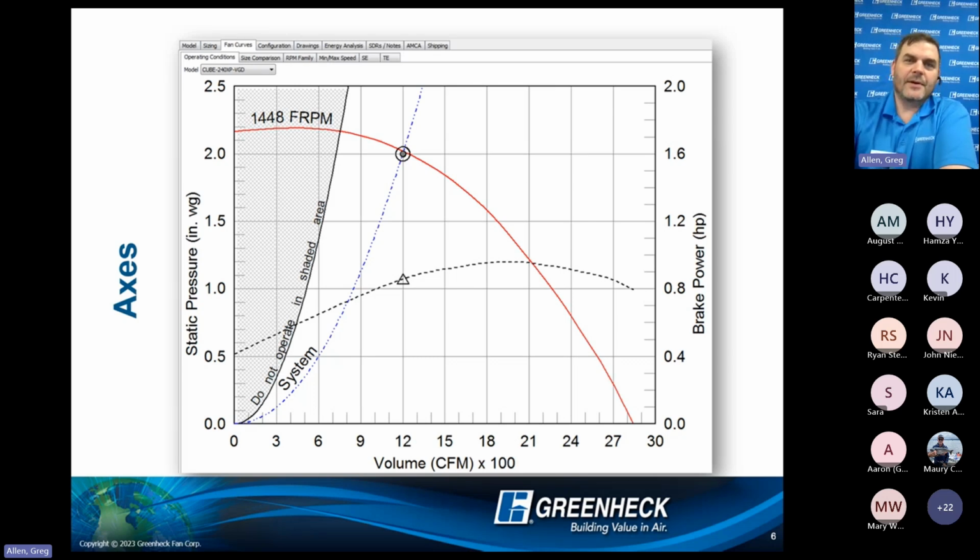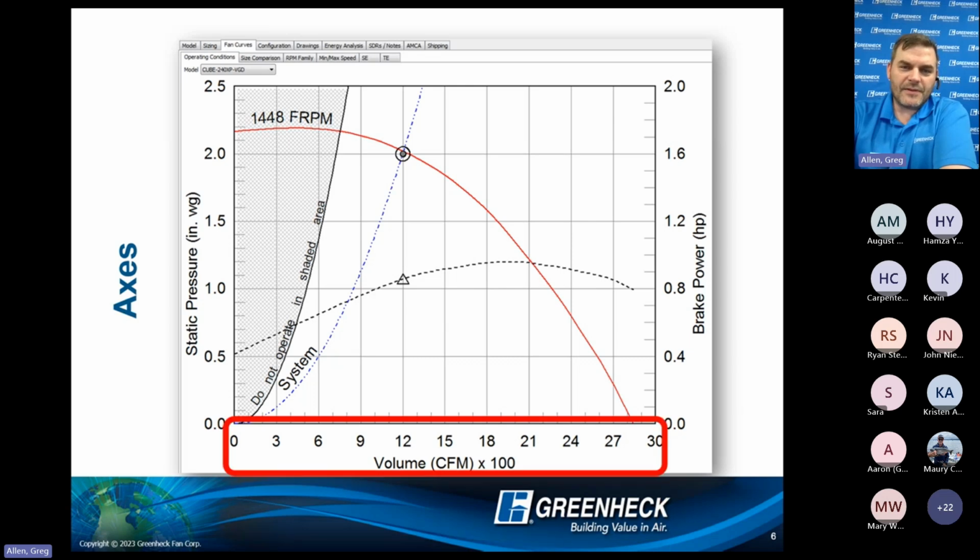But as I'm looking at a fan curve, and I just took a snapshot of a common fan curve here, let's define what's on the screen. First thing is across the x-axis, the horizontal, that's our volumetric flow, right?